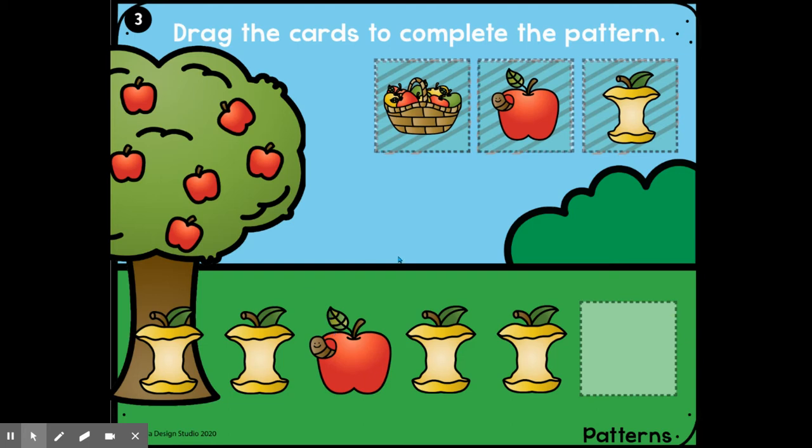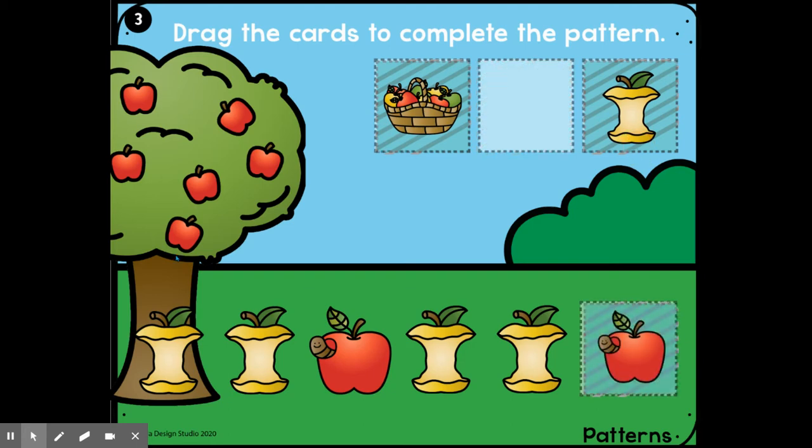AAB. AA, what did we say B was? Was it a basket, a full apple, or an apple core? Good, it was a full apple. AAB. Great job. Let's practice again.